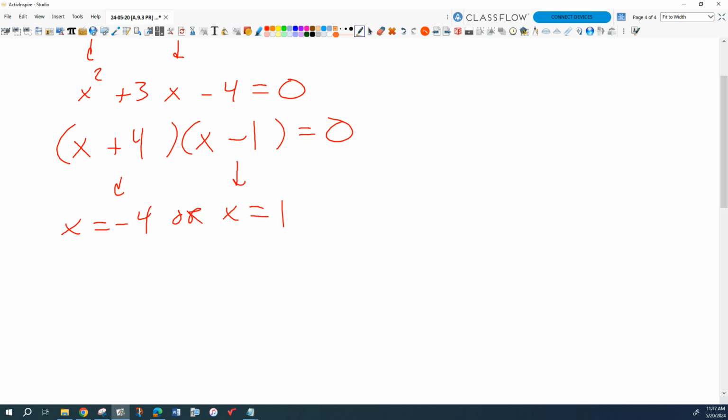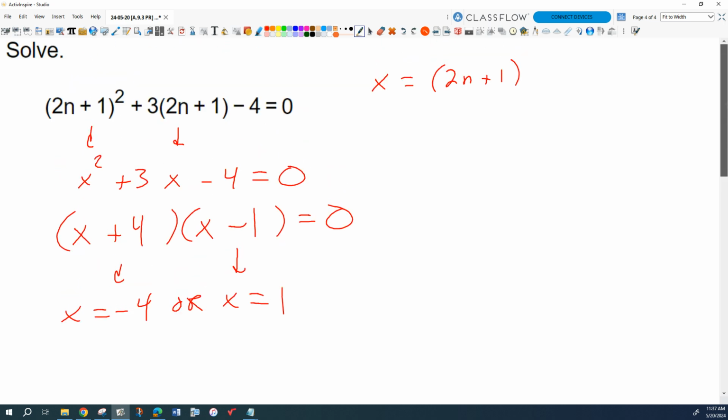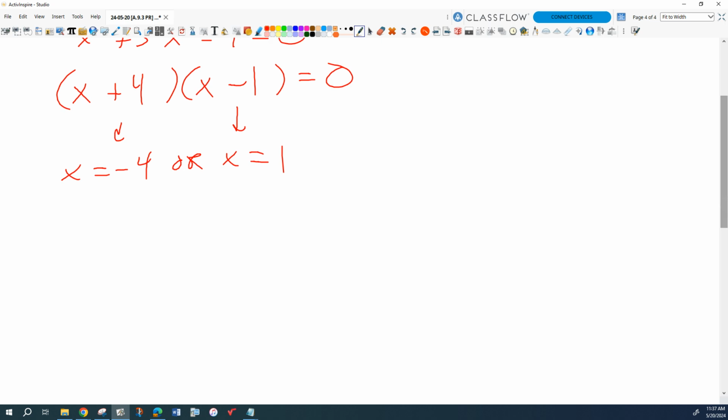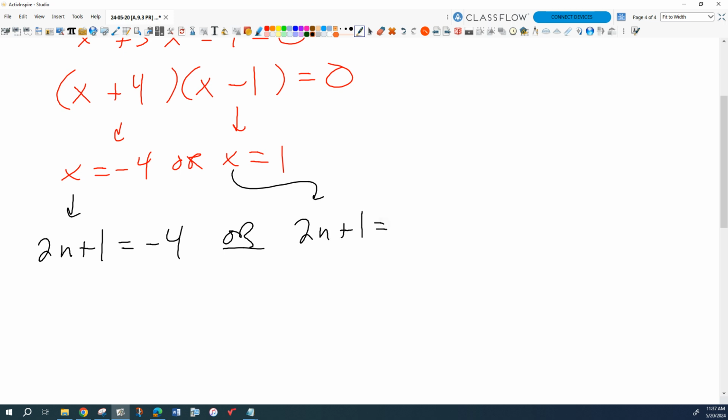But what's the one last thing we have to do? Flip back, right? Instead of x's, we need to convert that back to 2n plus 1. Every place we have an x needs to become 2n plus 1. So either 2n plus 1 equals -4 or 2n plus 1 equals 1. Okay, those are pretty easy equations to solve now.